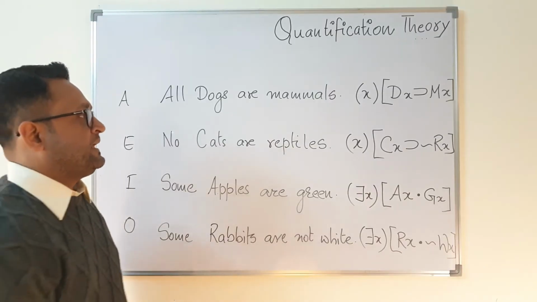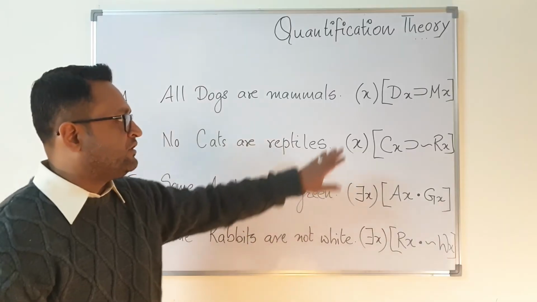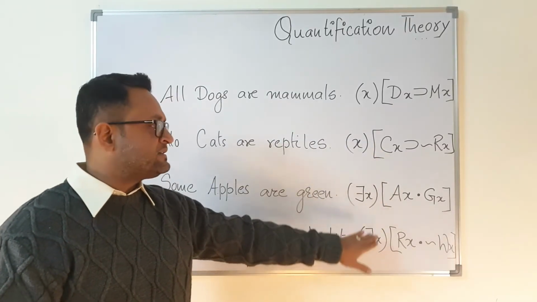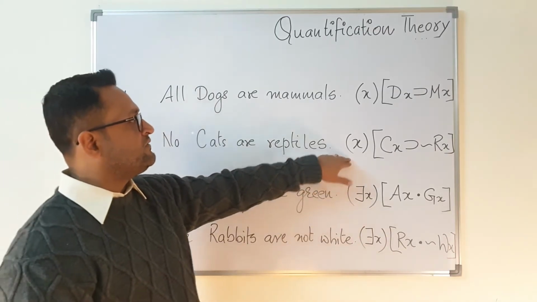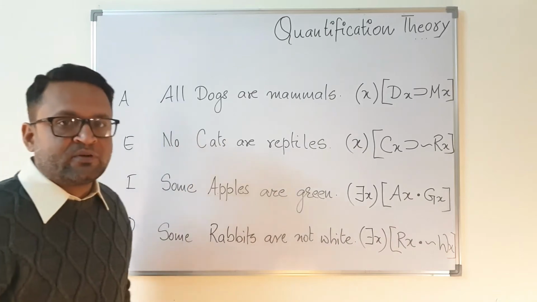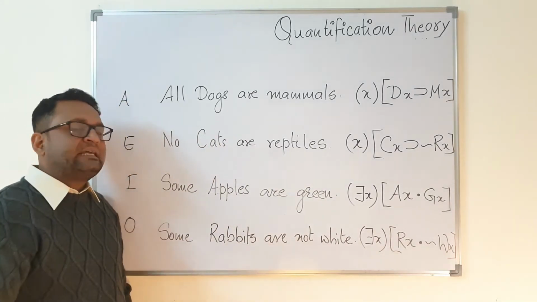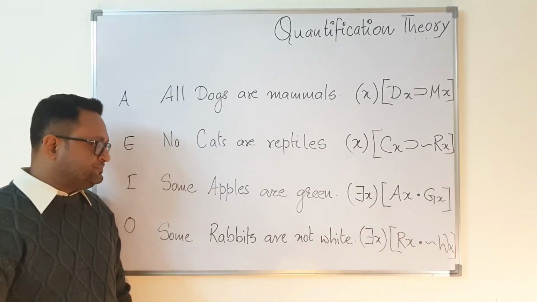If you see, these two are the universal quantifiers. We have already discussed that these are the universal quantifiers and these are the existential quantifiers. The existential quantifiers are for the particular propositions. The universal quantifiers will go for the universal propositions. So that is also something which we have discussed. And these are exactly the symbolizations for A, E, I and O type of propositions.